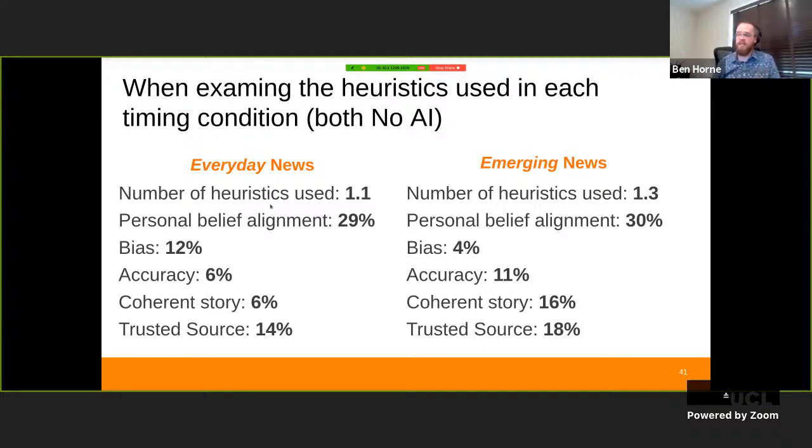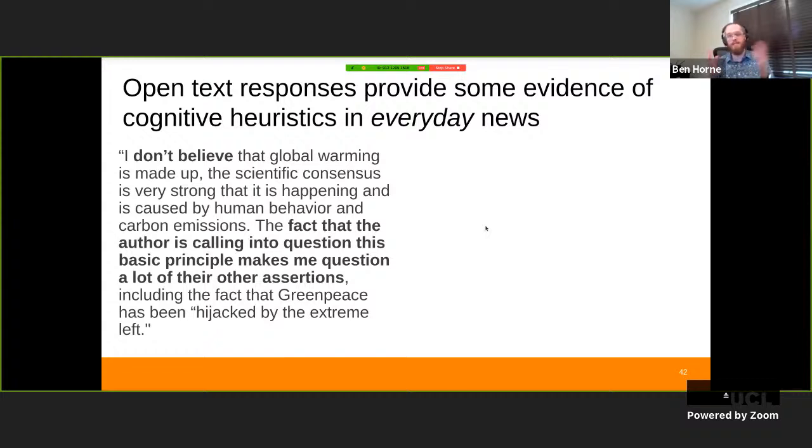The other more significant finding is that the number of heuristics being used is actually more, and significantly more if you put this through a pairwise chi-square test. So in the everyday news setting, about 1.1 heuristics were used per article. So this is how many reasonings I chose in my open-ended question, all the way up to 1.3 on average for emerging news. And you can see these responses qualitatively.